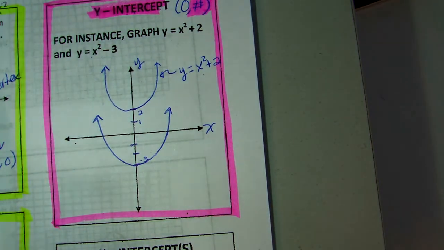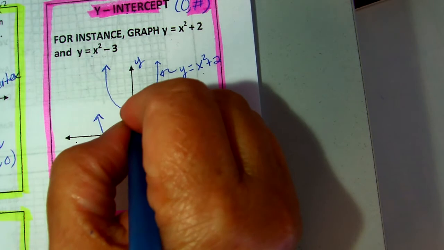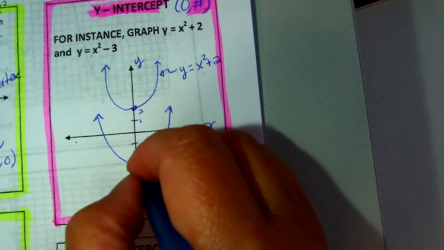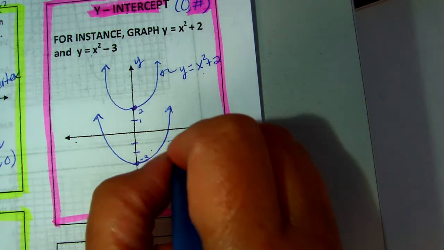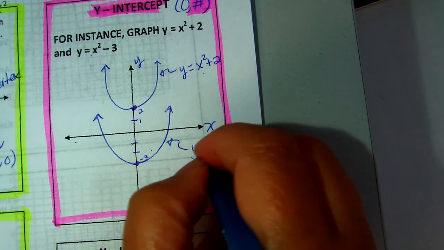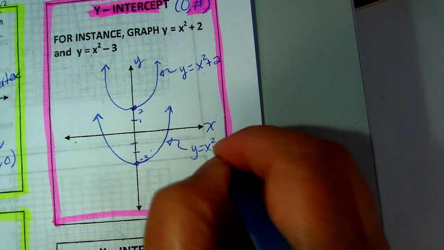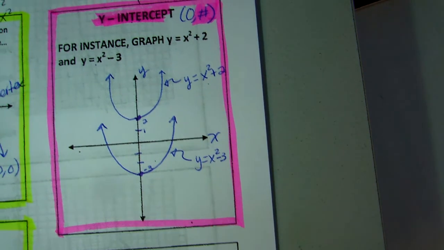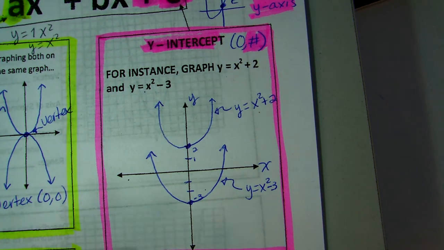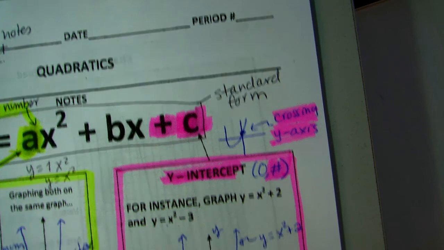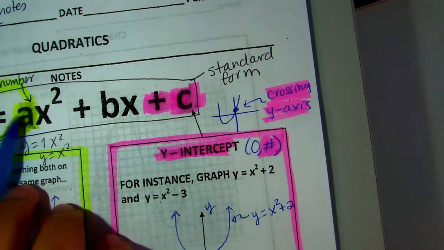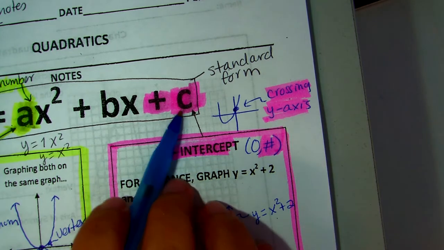What is important is that we see that this one is crossing the y-axis at 2, and this one is crossing the y-axis at negative 3. So let's label the two graphs. This one is y equals x squared minus 3. Remember guys, we're just learning the properties of the quadratic function, of the quadratics. Alright? And we're analyzing these two elements. What does this element mean? What does this element mean?